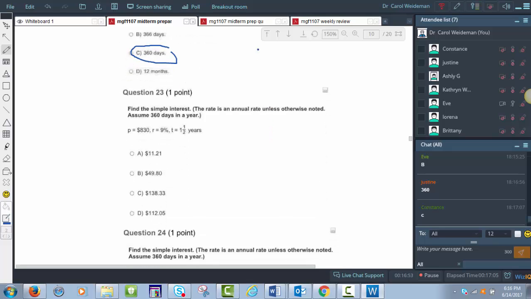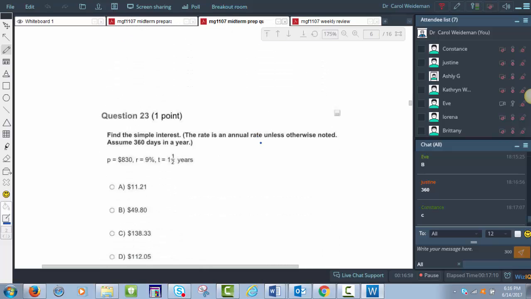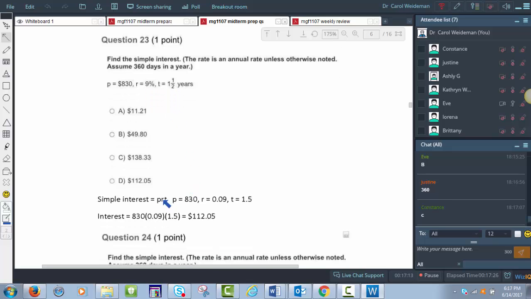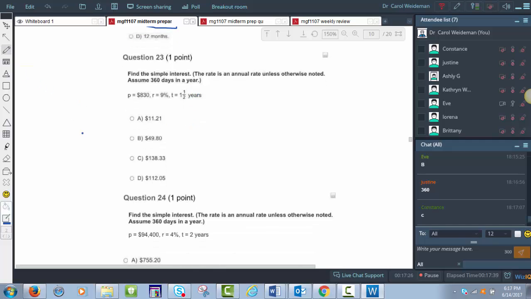Simple interest problem. I've got a detailed solution for this one. Remember simple interest, this is the only formula you need to memorize. Simple interest is I equals PRT. All right, so in this problem, my principal is 8,300, interest rate 9% or 0.09. Time, in this case, I'm going to convert it to years, it's 1.5. And then I'm just going to multiply 8,300 times 0.09 times 1.5, and I get 112.05, which is answer D. Any questions on the simple interest? These are pretty simple, I mean, and that's the only formula you need to know.